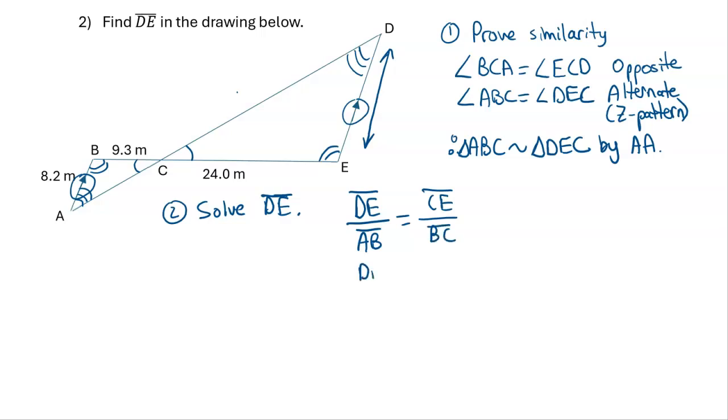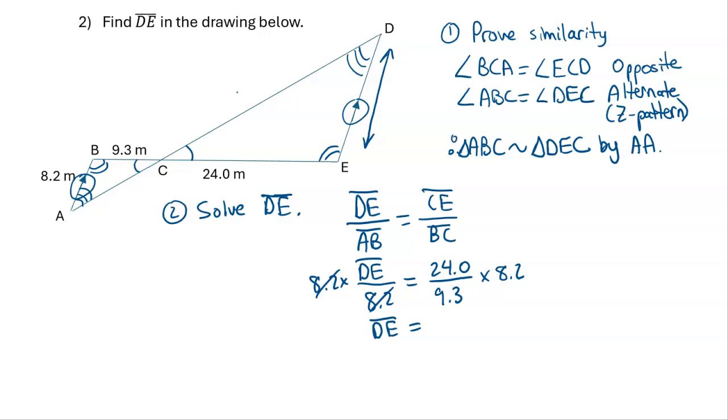And so now I can put all those values in. The only thing I don't know is DE. So I have the length of DE over 8.2, and that's equal to 24.0 over 9.3. And so now it's just a matter of rearranging that to solve for DE. It's really as simple as just multiplying by 8.2. The 8.2 on the top and bottom on the left cancels out. And then we multiply the 24 by 8.2, divide by 9.3.